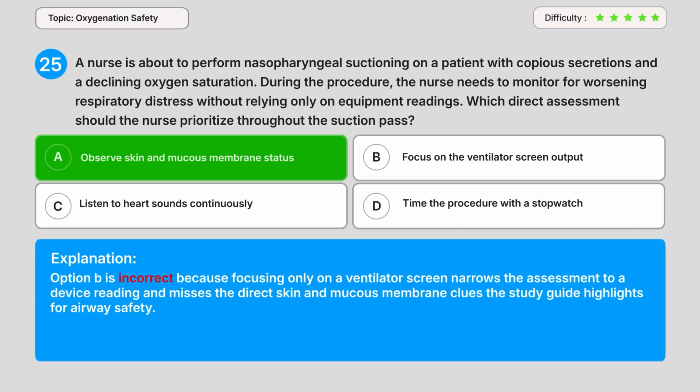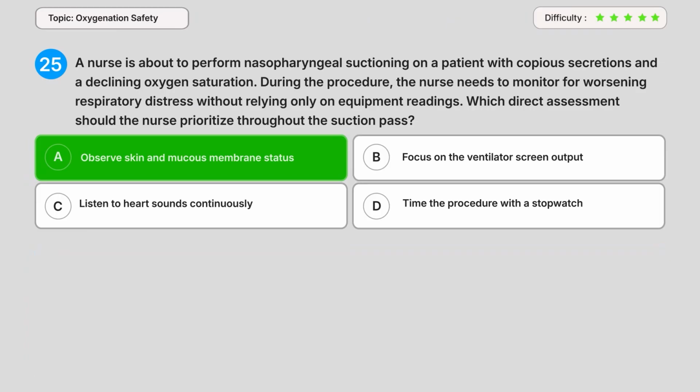Option B is incorrect, because focusing only on a ventilator screen narrows the assessment to a device reading and misses the direct skin and mucous membrane clues the study guide highlights for airway safety.